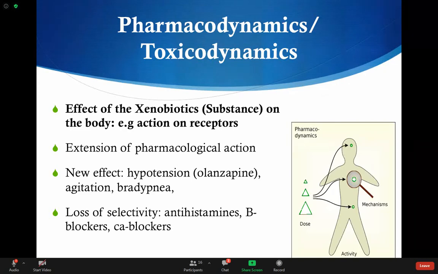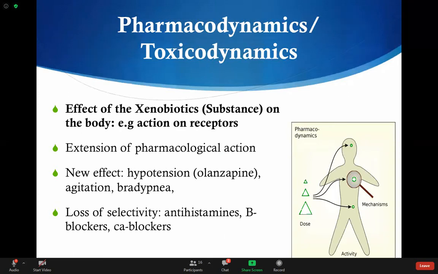So that's the pharmacodynamic effect. It's the effect on the receptor usually, or the action on the receptor or the channel, like a calcium channel blocker, or a sodium channel blocker for seizure, for example. So it's the action on the receptor or the ligand.